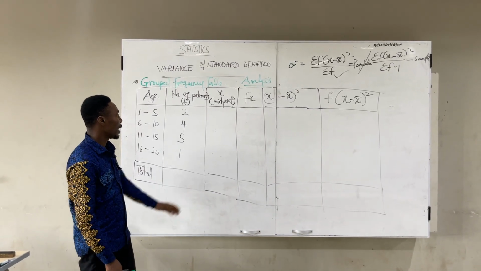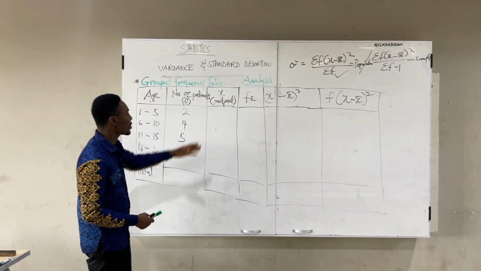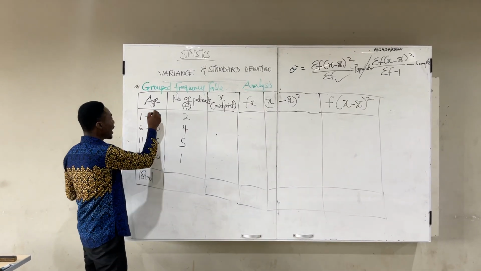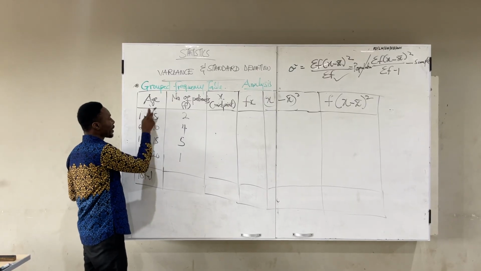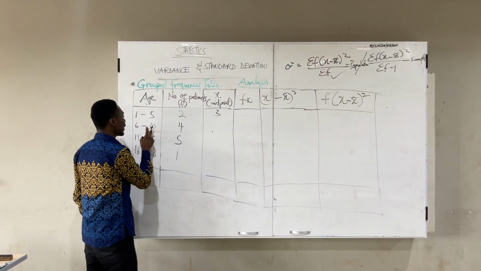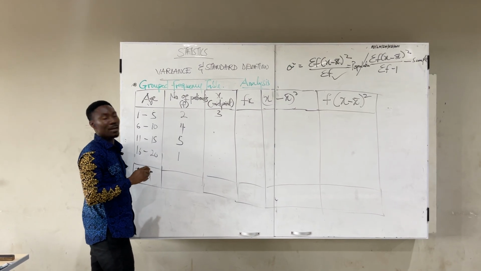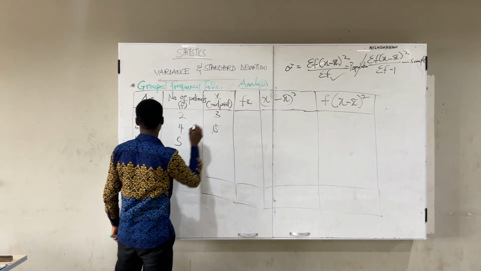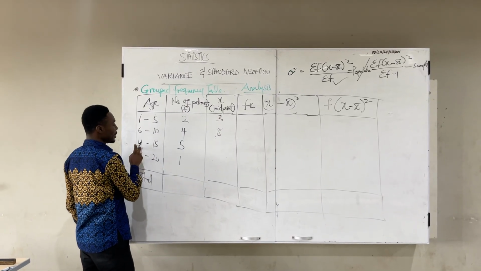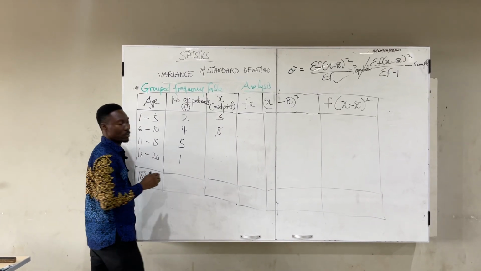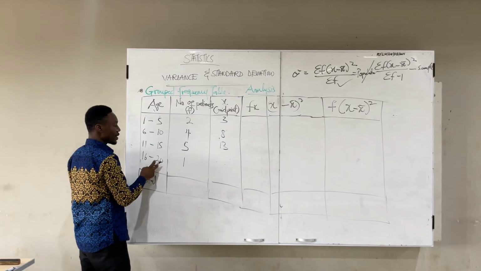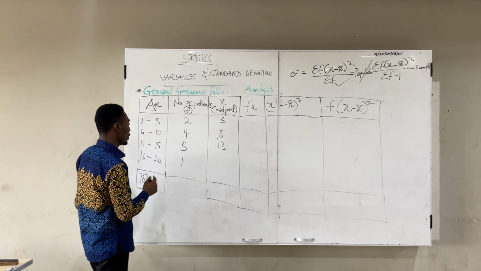Okay, great. So now we will need the midpoint. Let's work on the midpoint first. For the midpoint, you add 1 plus 5 divided by 2. That will give us 3. 6 plus 10 divided by 2 will give us 8. 11 plus 15 divided by 2 gives 13. 16 plus 20 divided by 2 gives 18.